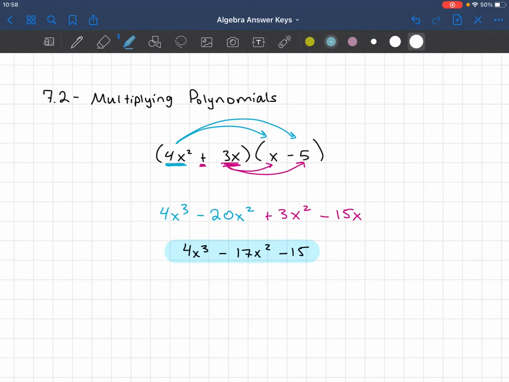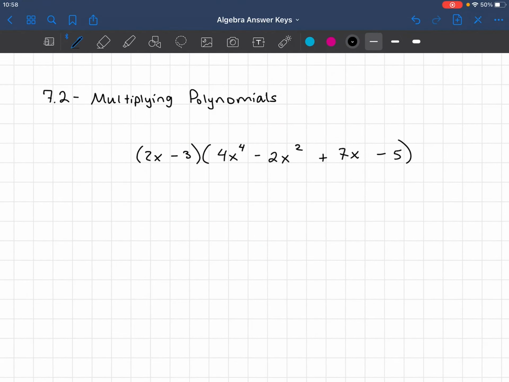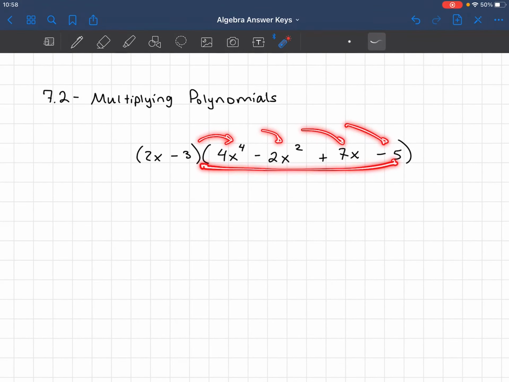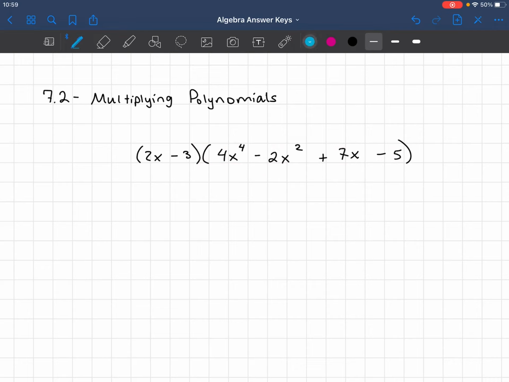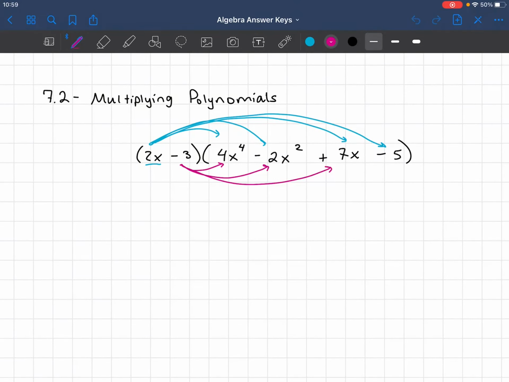And this is where it's going to start getting fun. Here we have a much larger polynomial. And here the FOIL method doesn't work. Instead, we just have to remember that each one of these terms here must distribute and multiply every single term on the inside of this other polynomial here. So what that means is I'm going to start with this first term here, and this is going to have to multiply every single term, but so will this. Negative 3 will multiply every single thing on the inside of this parentheses as well. So this is going to be a pretty long problem.